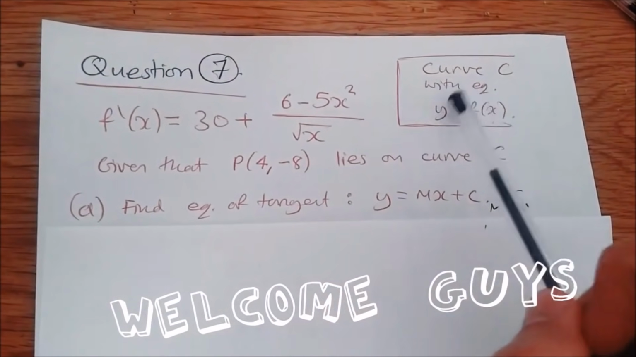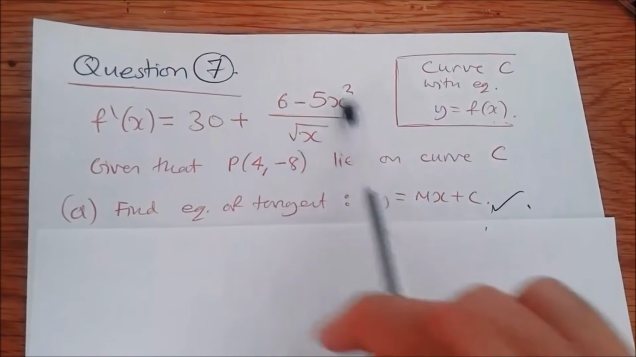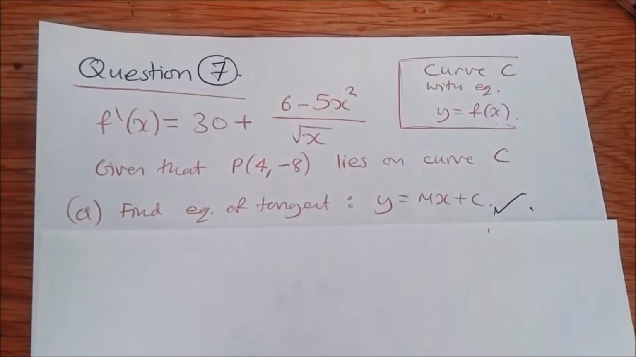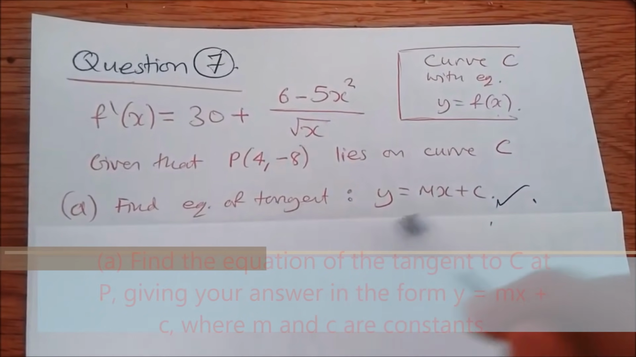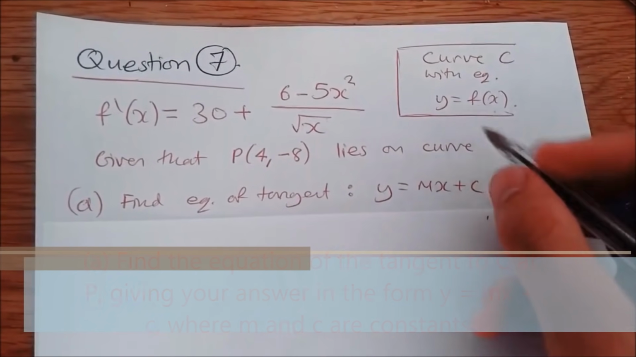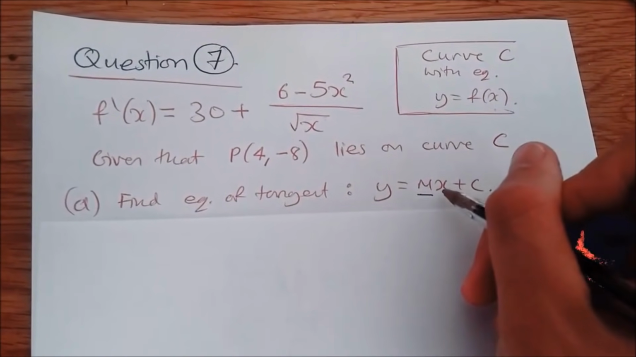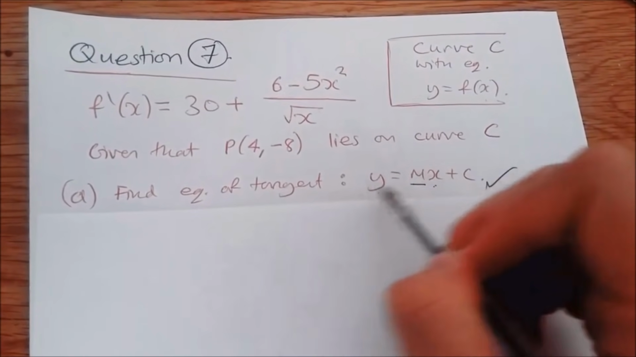Number 7. So here we're given a curve C with equation y equals f(x). And we're also given the derivative of this equation over here. So knowing that P lies on this curve C, we're asked to find an equation for the tangent in this form. So what do we need to know firstly? First we need to know what the gradient m is, and we already know what x and y is. That's given by this point. So we can substitute this in.